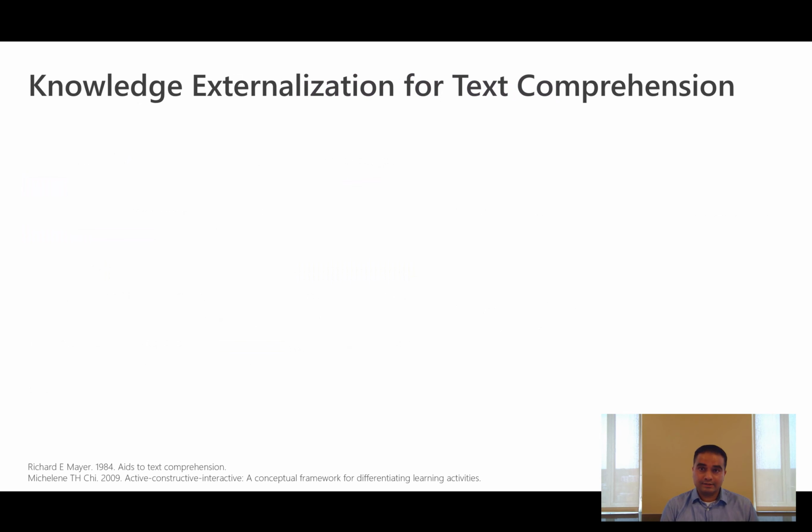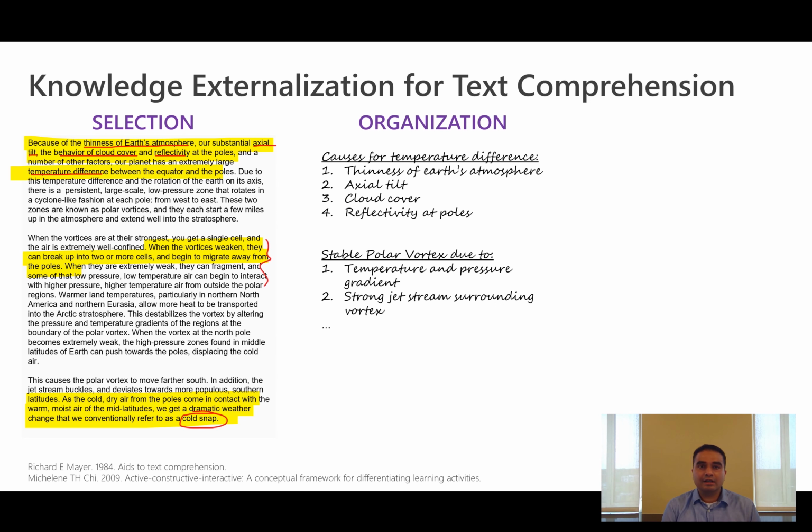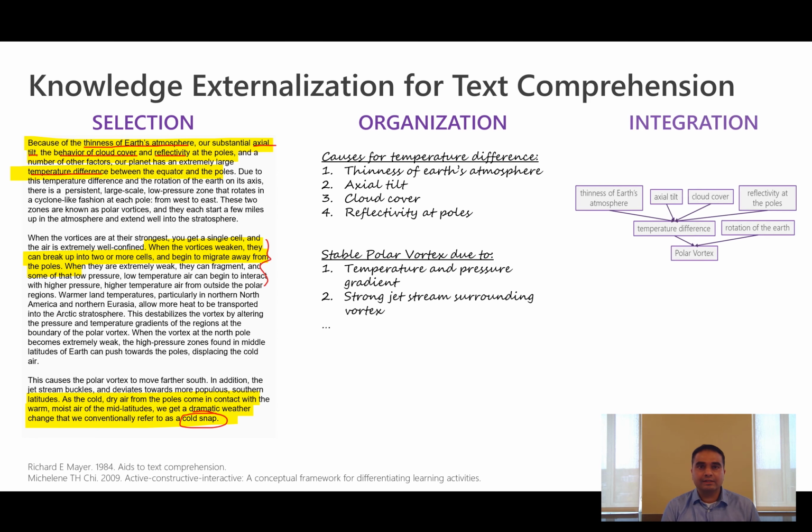Knowledge externalization strategies such as highlighting and note-taking allow readers to record their thought processes using persistent and manipulable representations. For instance, by highlighting and underlining the text, readers are able to externally select or emphasize key concepts for building associations. Through list structures, they can organize the annotations into meaningful associations. Finally, diagramming allows them to integrate those associations into a coherent mental model.